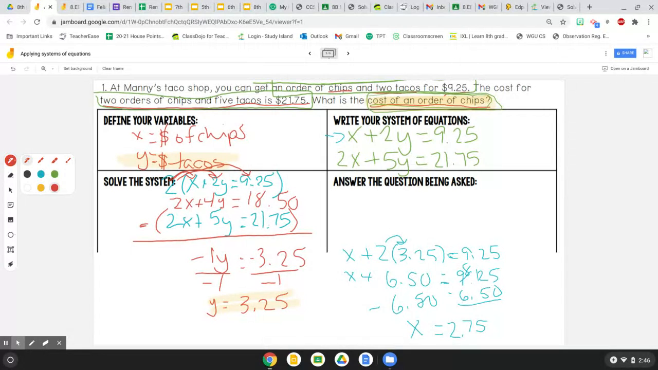So, one bag, oh, it was supposed to be capitalized, of chips is $2.75.